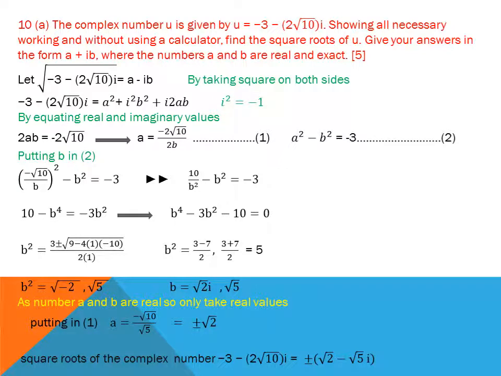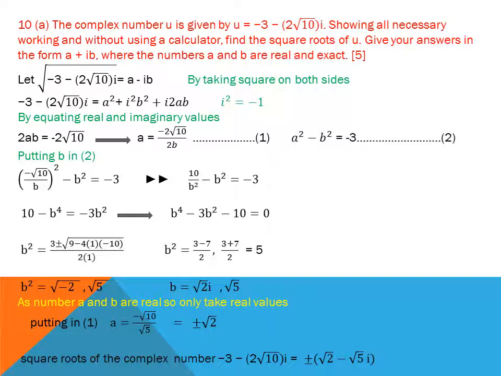a square minus b square, because iota square is equal to minus 1, is the real part. It is compared with minus 3. And 2ab is the imaginary part, compared with minus 2 under root 10. So 2ab is equal to minus 2 under root 10, and a is equal to minus 2 under root 10 over 2b. a square minus b square is equal to minus 3. Putting this value of a in equation number 2, I will find that b power 4 plus 3 b square minus 10 is equal to 0.